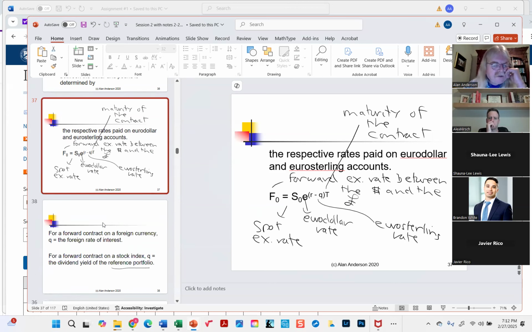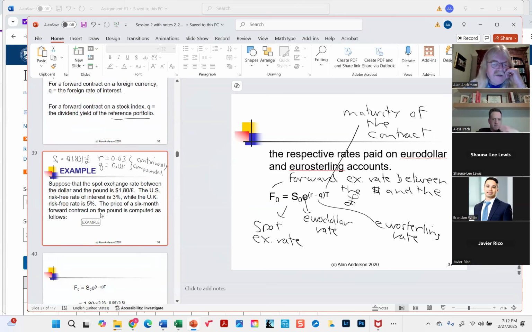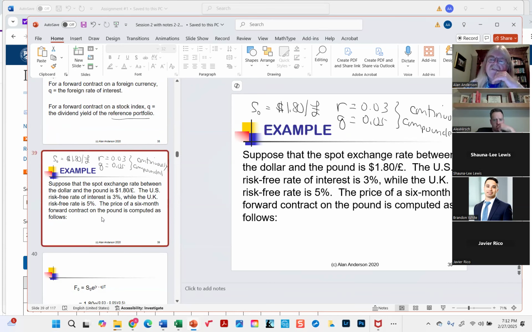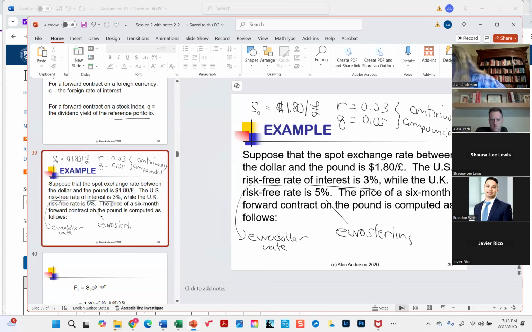So I think there's an example right here. Oh yeah, here we are. Very good. So let's just say that the exchange rate is $1.80 per pound. Now, of course, it's not at this point in time, but let's say it is. The US risk-free rate, meaning the eurodollar rate, is 3%. The UK rate, or the eurosterling rate, is 5%. And we're looking at the 6-month. We want to calculate the 6-month forward exchange rate.